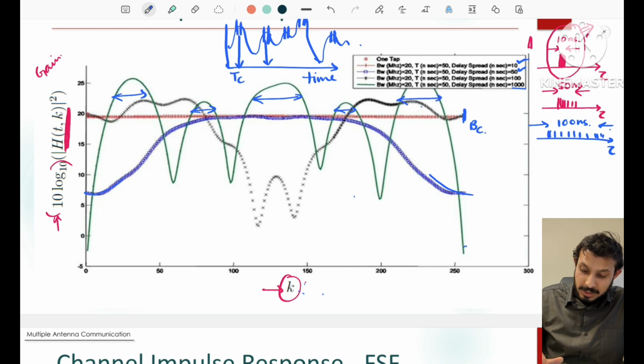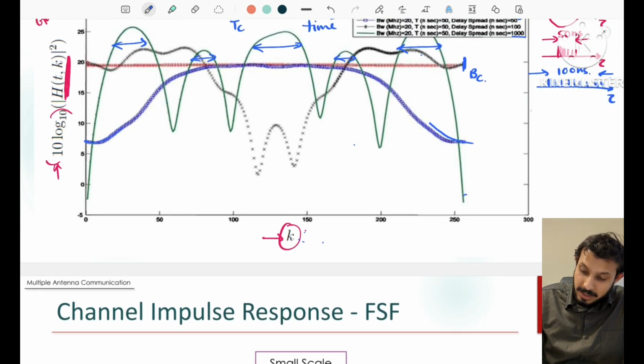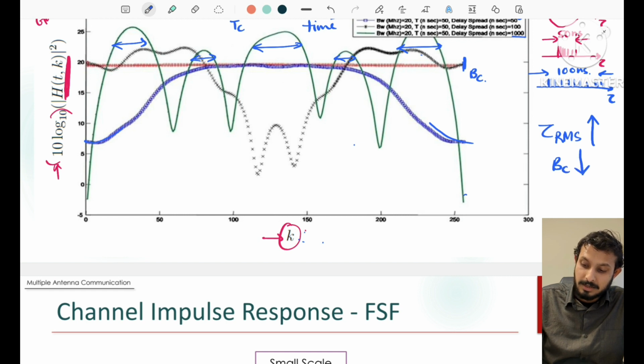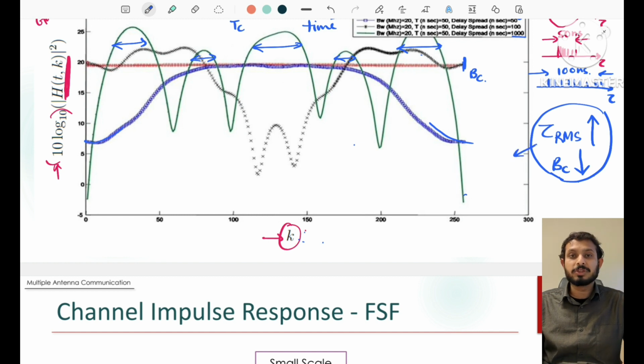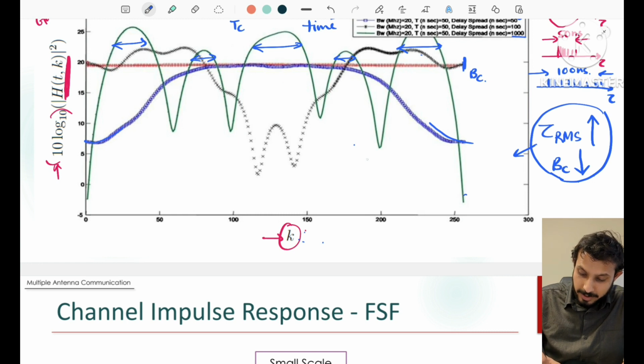So what we have observed in this figure is that as we increase the RMS delay spread, the coherence bandwidth is reduced. So we can say that we have an inverse relationship between the coherence bandwidth and the RMS delay spread. We can write: coherence bandwidth is inversely proportional to RMS delay spread.